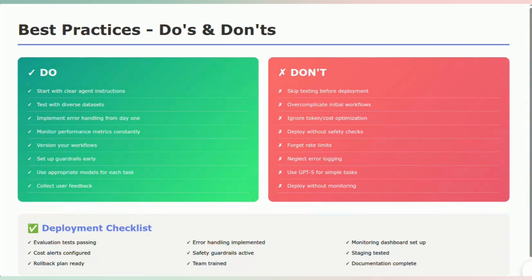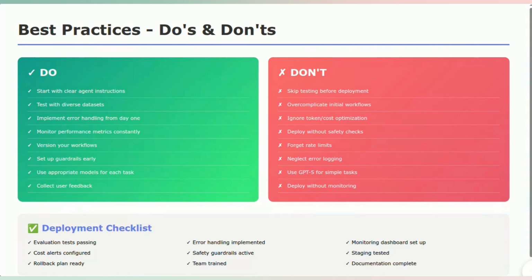Don't skip testing before deployment. I cannot stress this enough. Don't overcomplicate your initial workflows. Start simple. Don't ignore token and cost optimization. Don't deploy without safety checks. Don't forget rate limits. Don't neglect error logging. Don't use GPT-5 for simple tasks. You're wasting money. And don't deploy without monitoring.